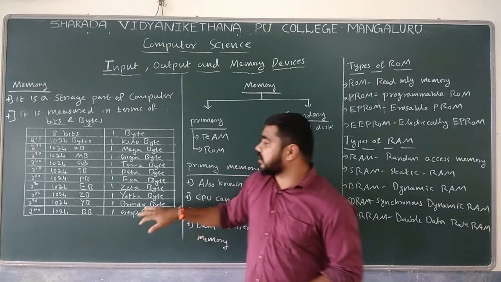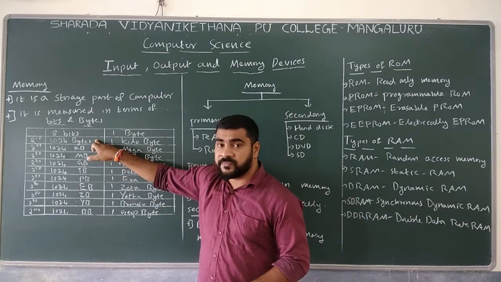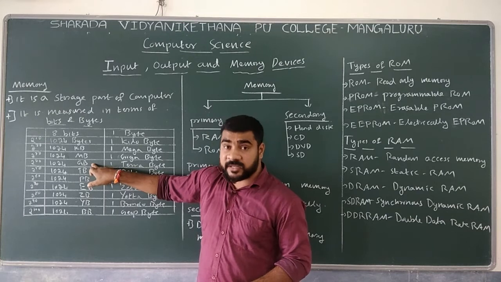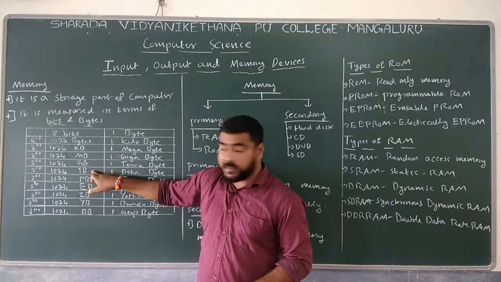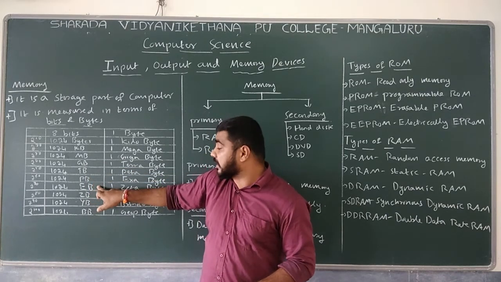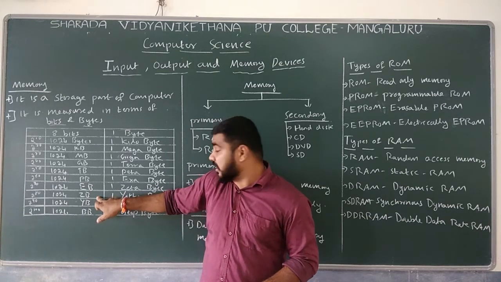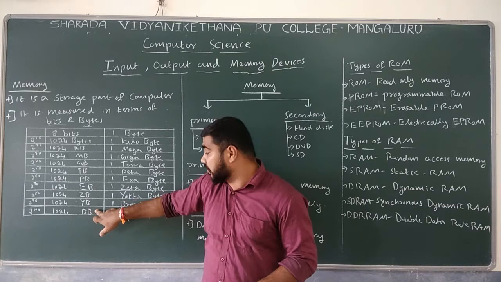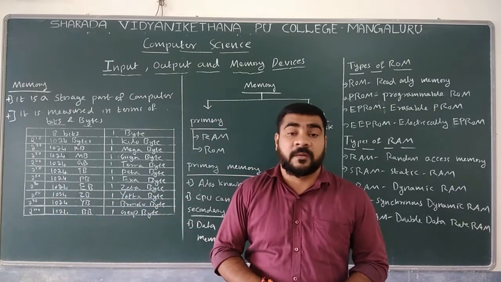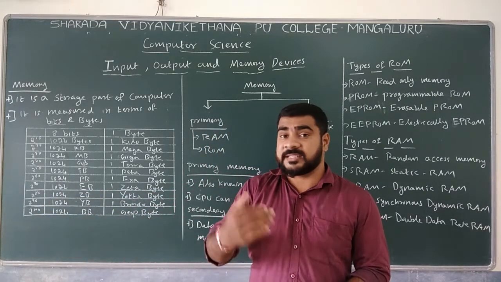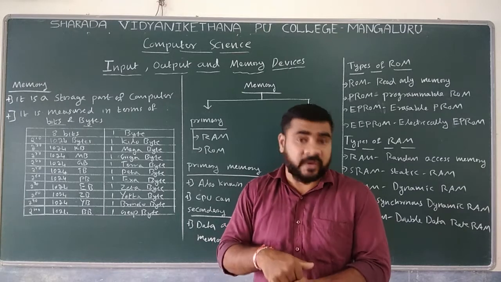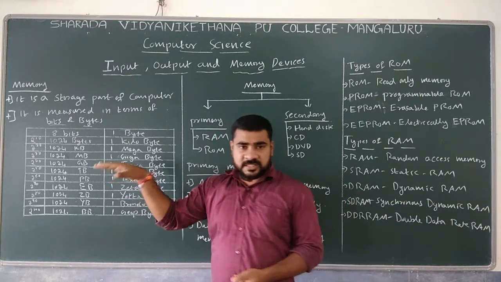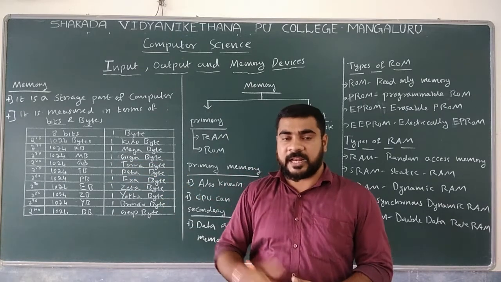So memory is like this: bytes, then kilobytes, then megabytes, then gigabytes, then terabyte, petabyte, exabyte, zettabyte, yottabyte, bronotobyte. Last one is the geobyte. These are the different measurement units. Normally we are using only up to the terabyte.